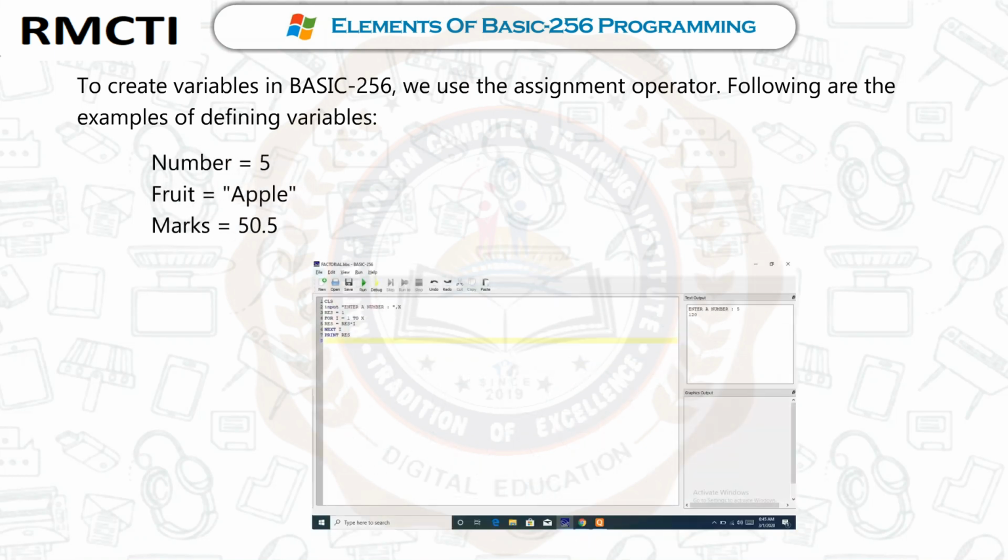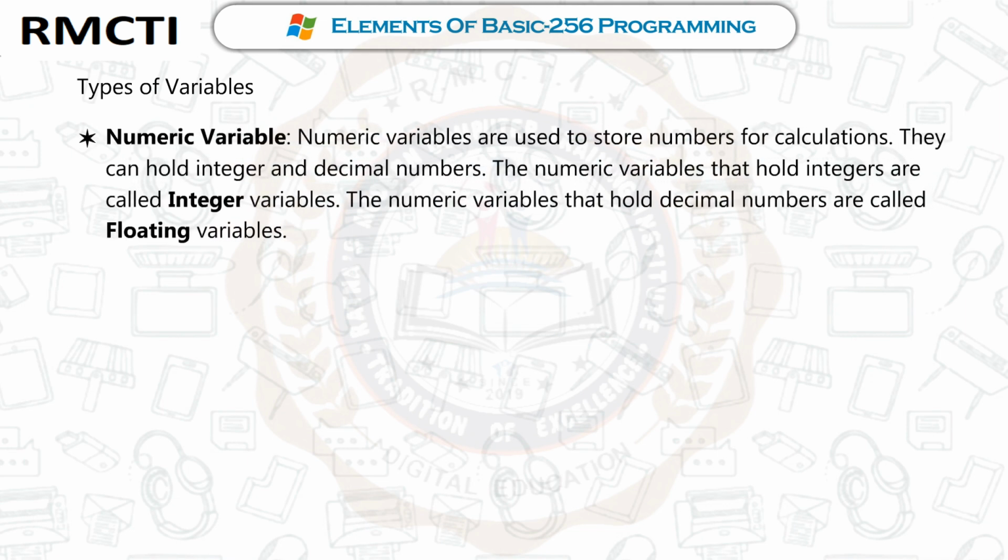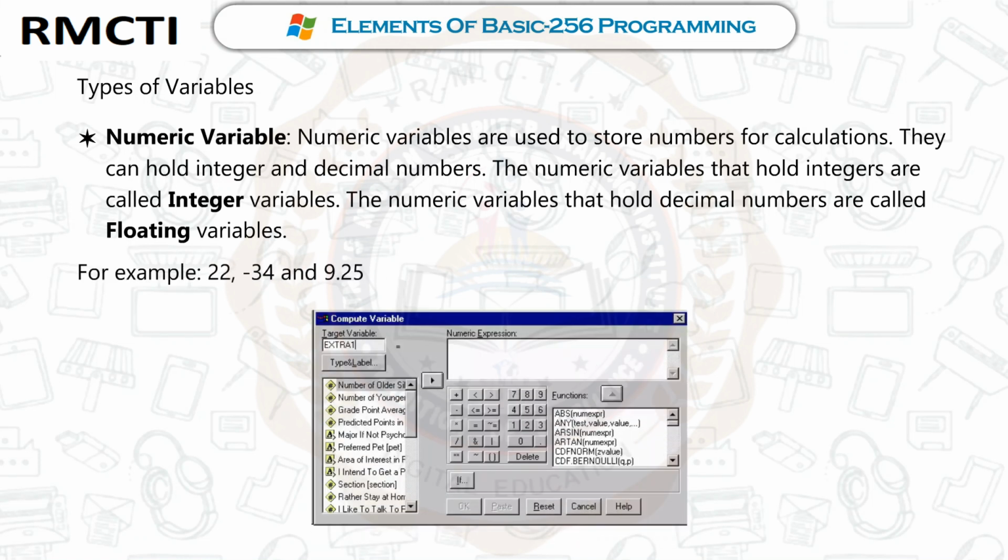Following are the examples of defining variables. Number is equal to 5. Fruit is equal to, within inverted commas, apple. Marks is equal to 50.5. Types of variables. Numeric variable. Numeric variables are used to store numbers for calculations. They can hold integer and decimal numbers. The numeric variables that hold integers are called integer variables. The numeric variables that hold decimal numbers are called floating variables. For example, 22, minus 34 and 9.25.